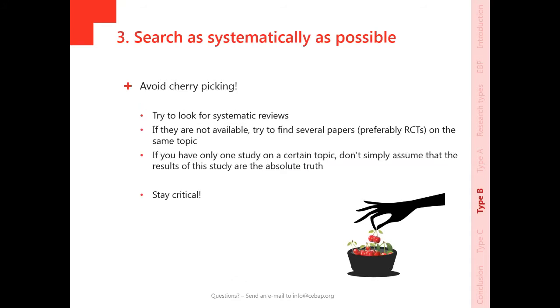As a general rule, try to avoid cherry picking by looking for systematic reviews. If they are not available, try to find several papers on the same topic, and preferably these papers are randomized controlled trials. If you have only one study on a certain topic, don't simply assume that the results of this study are the absolute truth. You have to stay critical.